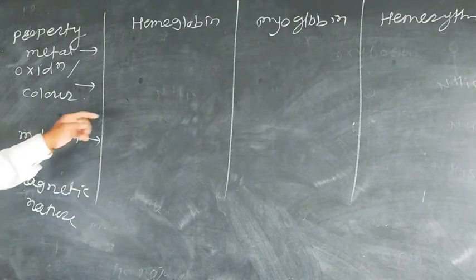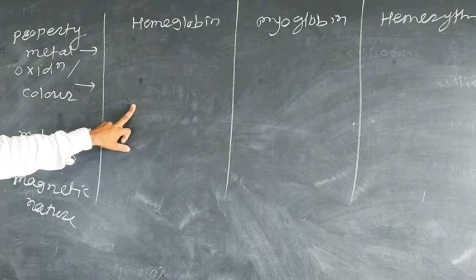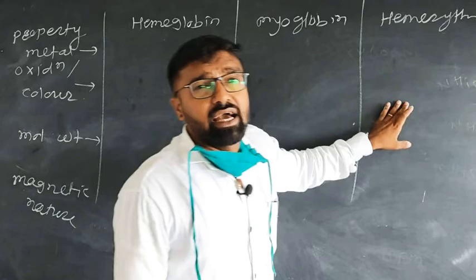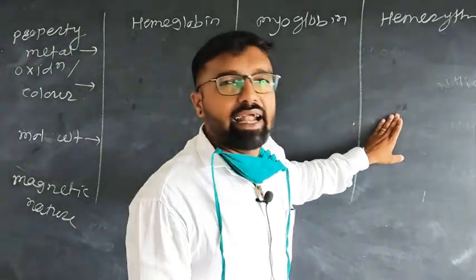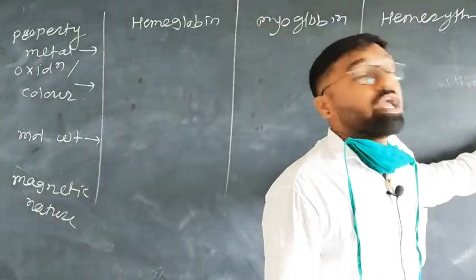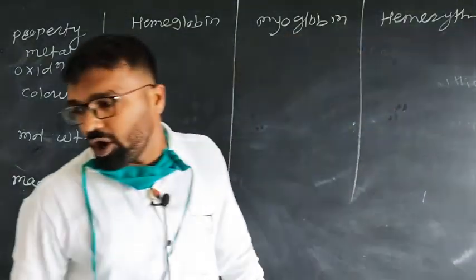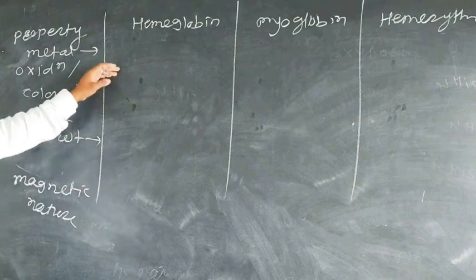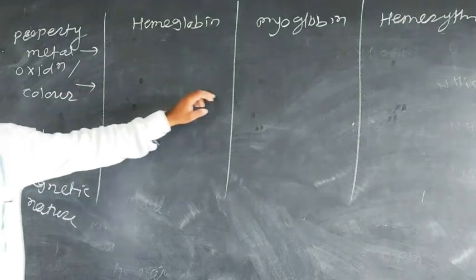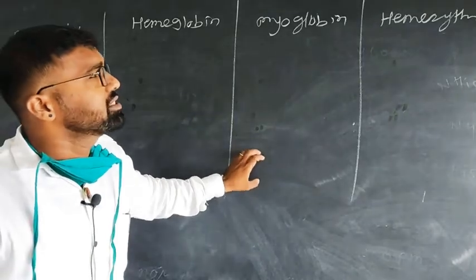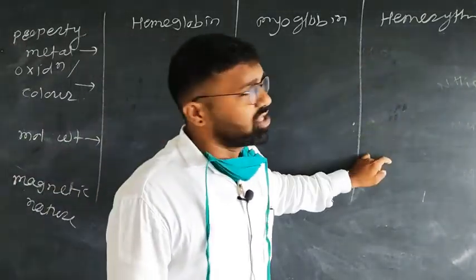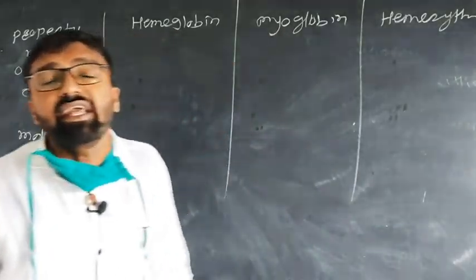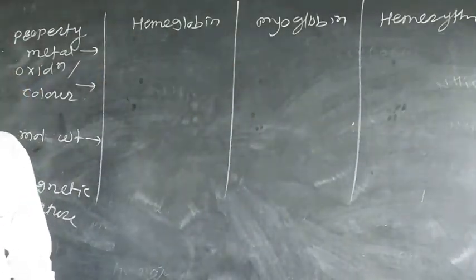What is the molar mass? Hemoglobin has a molar mass of about 64,500. Myoglobin, 16,700. Hemerythrin has a molar mass of 1,08,000, and hemocyanin 4 lakh to 2 crore, right. As for subunits, hemoglobin has 2 subunits. Myoglobin has only one subunit. Hemerythrin has 8 subunits, while in hemocyanin many subunits are interlinked with each other.